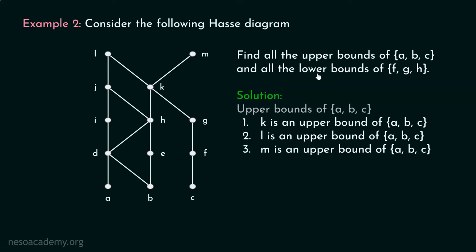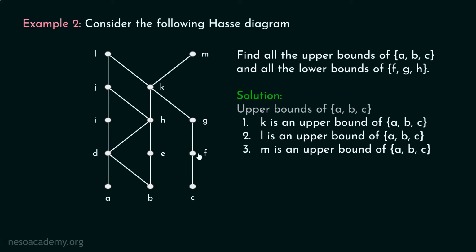After this, let's try to find the lower bounds of F, G, and H. Let's consider these points F, G, and H. We have to find the lower bounds of F, G, and H. You can see that there is no common point between F, G, and H, right? Now, if you want to find the lower bounds of F, G, H, we have to see all the elements below F, G, H, right?